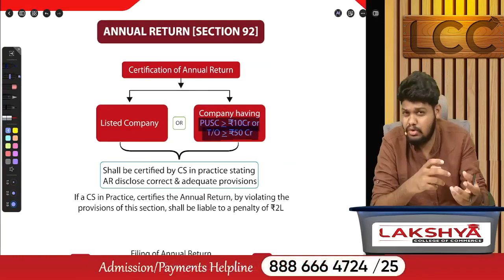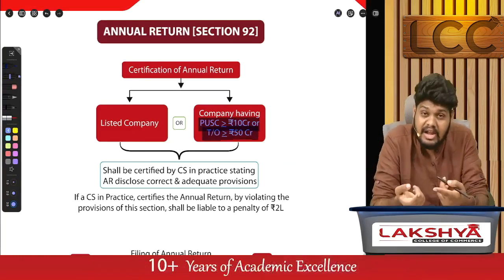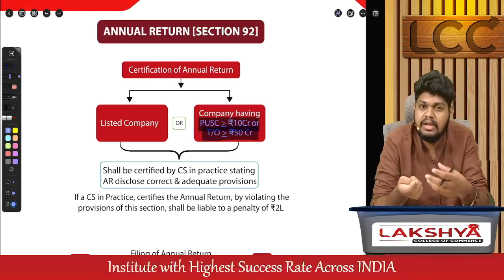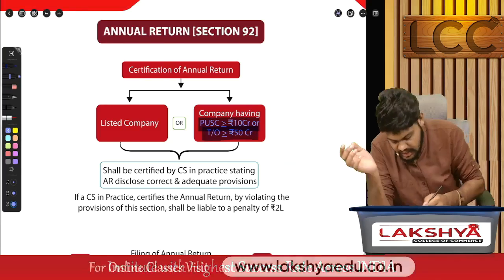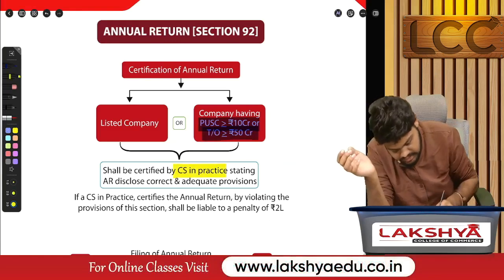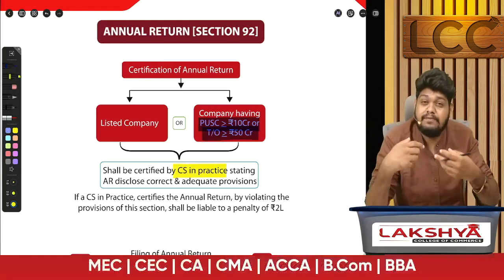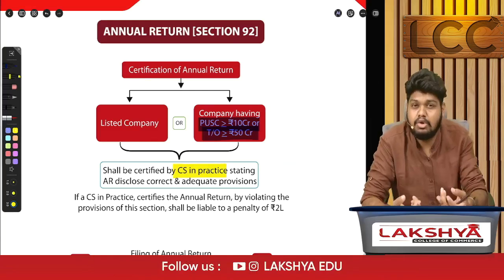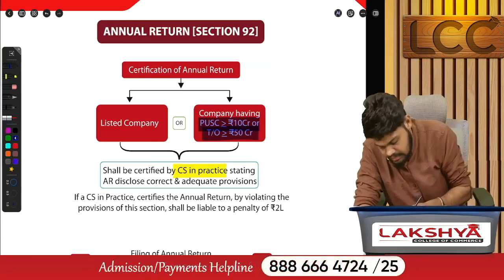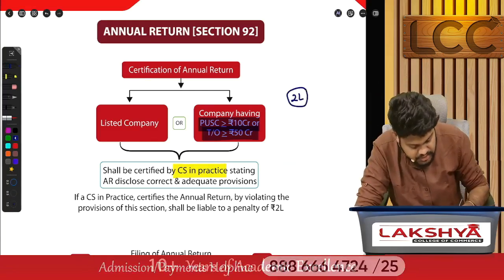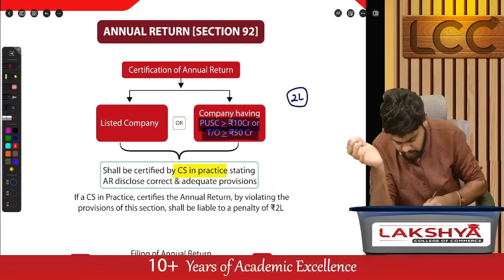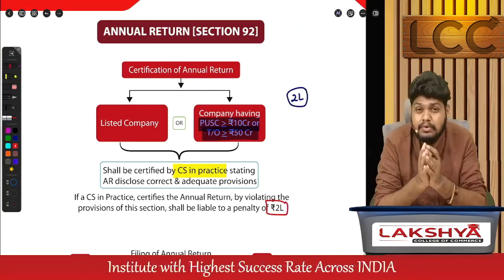If the company satisfies any one of these limits, they have to get their annual return certified, verified by a company secretary in practice. And if the company secretary in practice in this procedure provides a false certification, a wrongful certification, then he will be liable with a static penalty of rupees 2 lakhs. With an amount of how much? Static penalty of 2 lakhs.